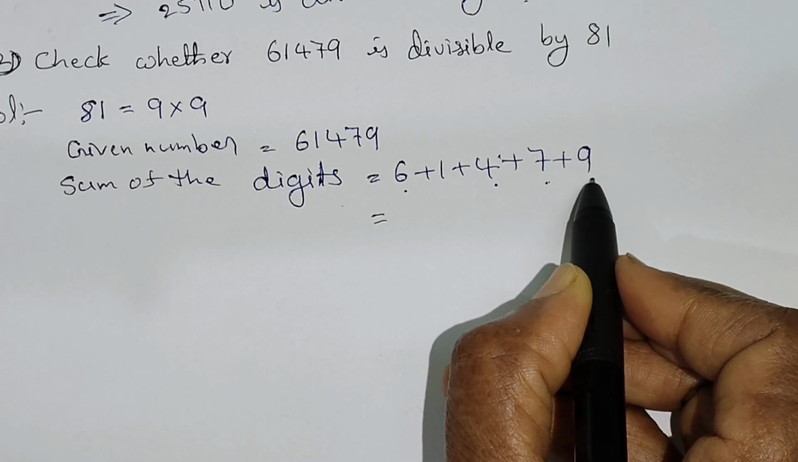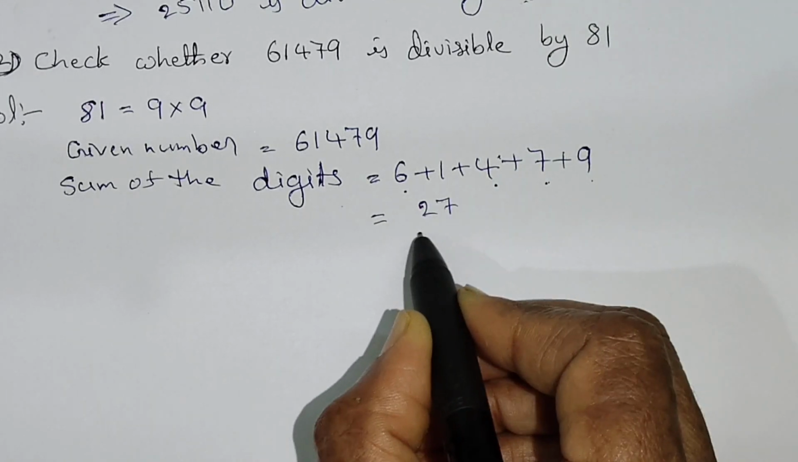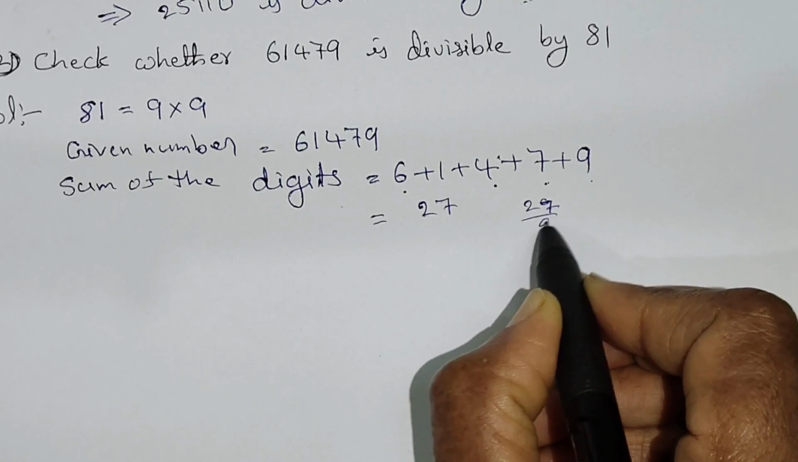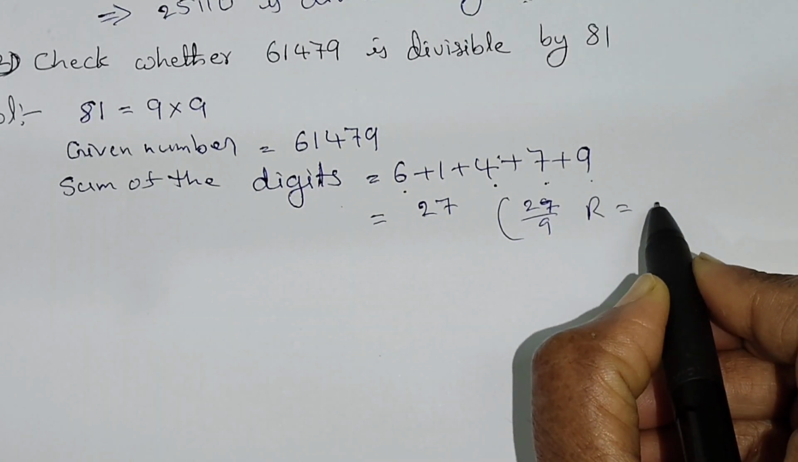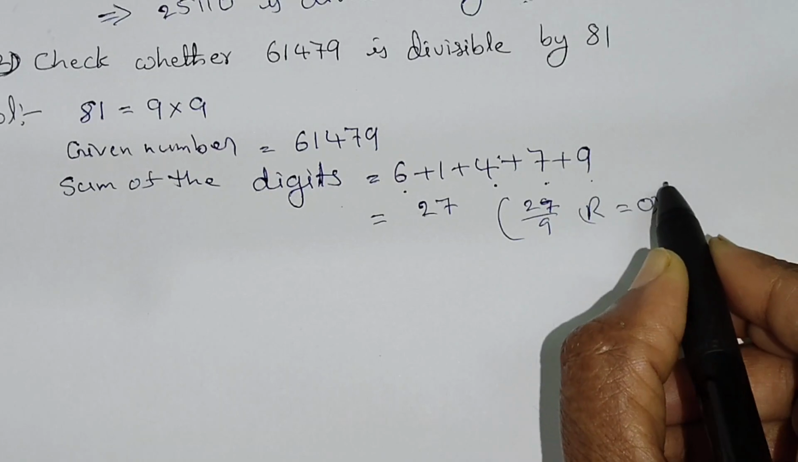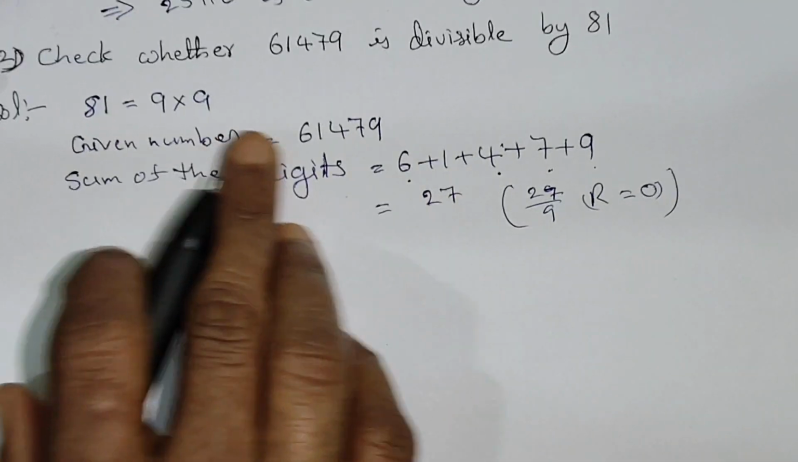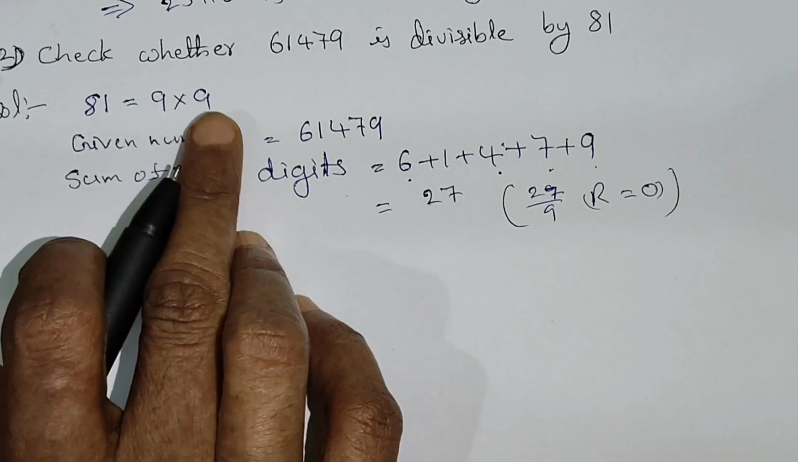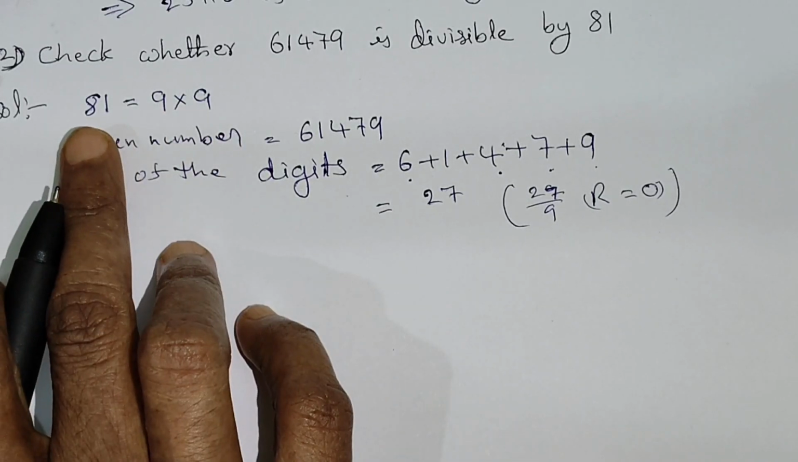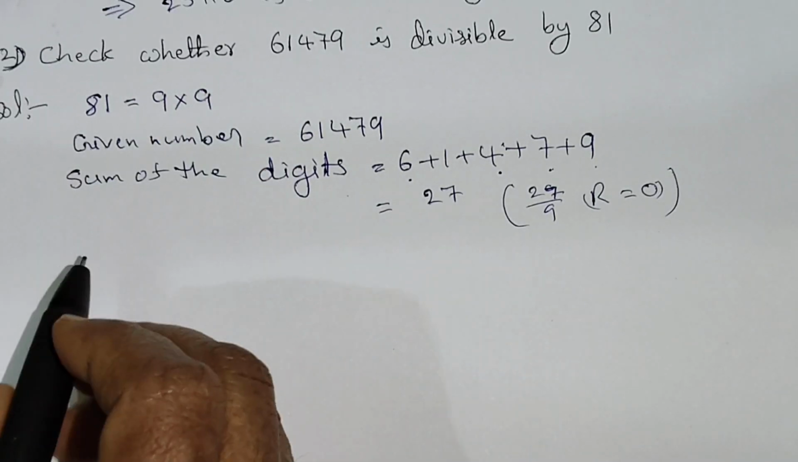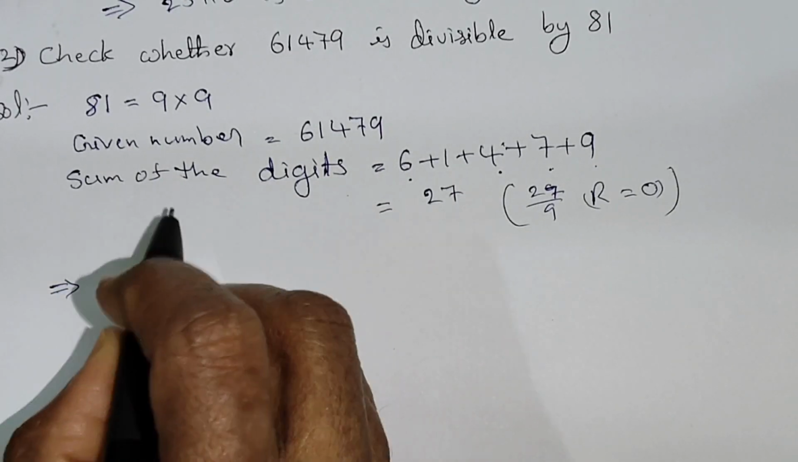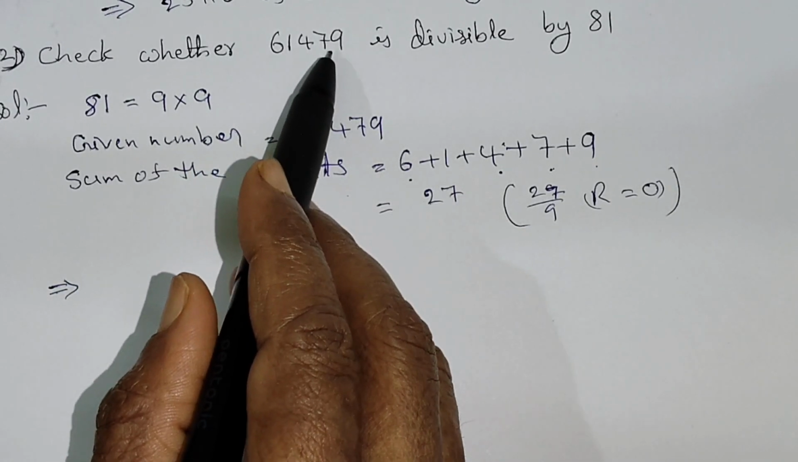is 27. So 27 is divisible by 9. 27 by 9, the remainder is equal to 0. Means this number is divisible by 9. So here 81 equals 9 into 9. So that implies 61479 is divisible by 9.